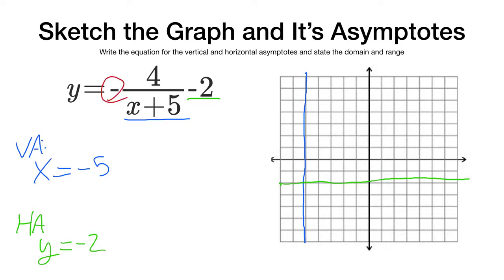But oh wait, we do need to notice it says negative, so 4, 2, 4, and then 4, 2. And it would look something like this.